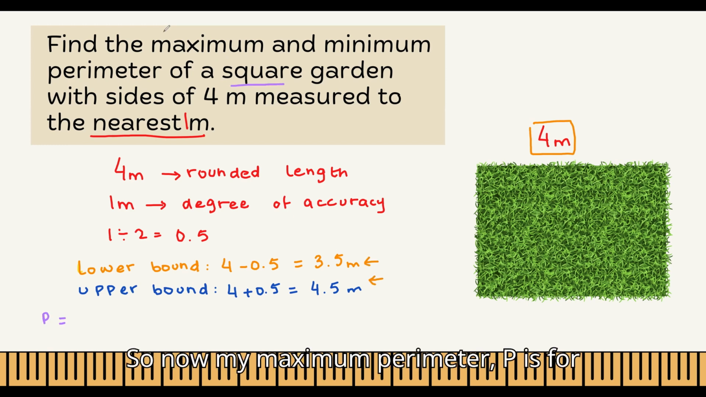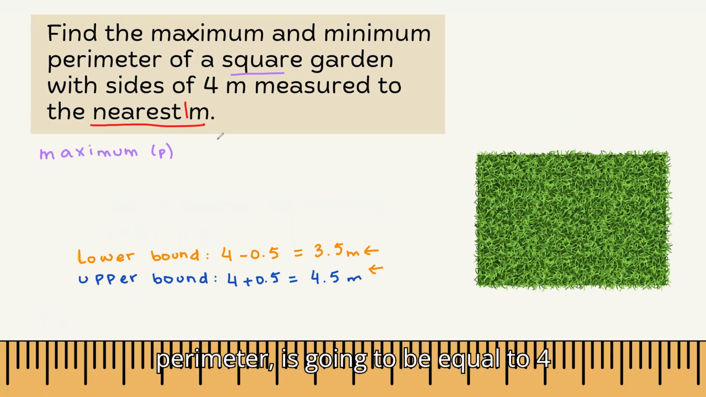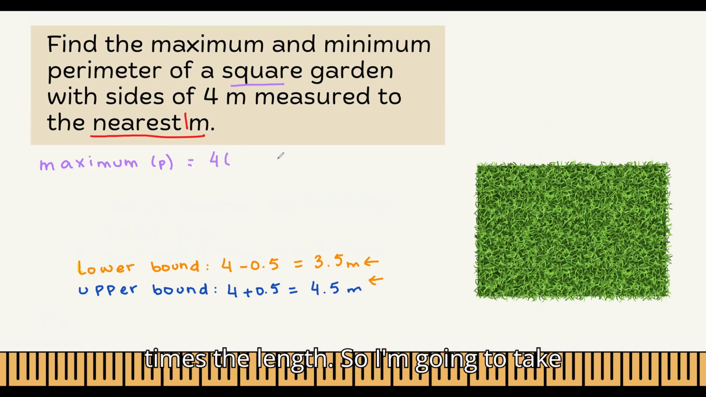So now my maximum perimeter, P is for perimeter, is going to be equal to 4 times the length. So I'm going to take the length of the upper bound because my maximum perimeter is going to be the upper bound length, which is 4.5 meters. So 4 times 4.5. So now I'm going to multiply 4 by 4.5, which is going to equal 18. So that's giving me 18 meters.